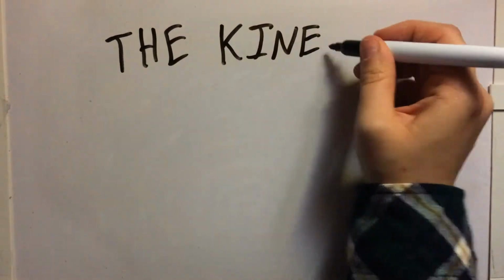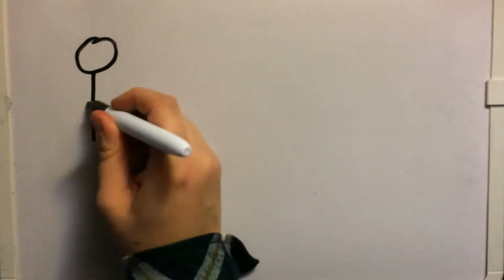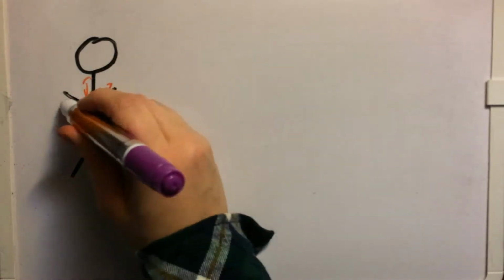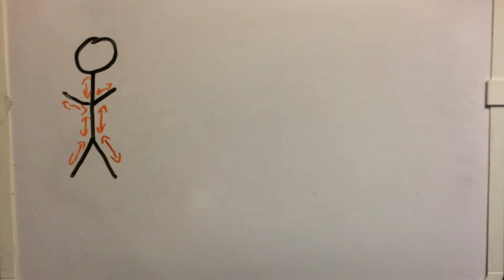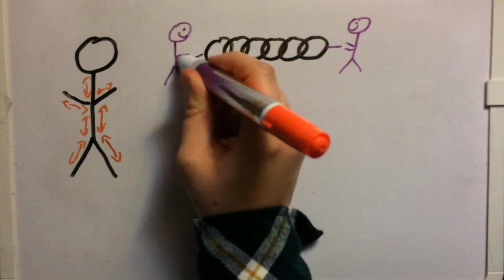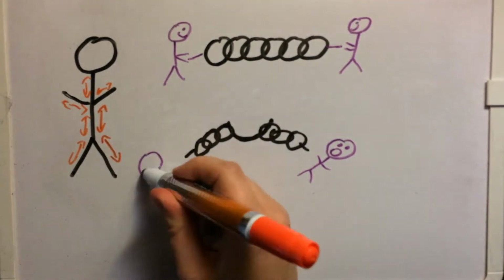So, what is this kinetic chain thing that I'm talking about? It was first introduced by Franz Reuleaux as the concept that segments of the body are connected via joints and that movement or dysfunction at one joint affects movement or can cause dysfunction at another joint. So it relates to the saying that a chain is only as strong as its weakest link.